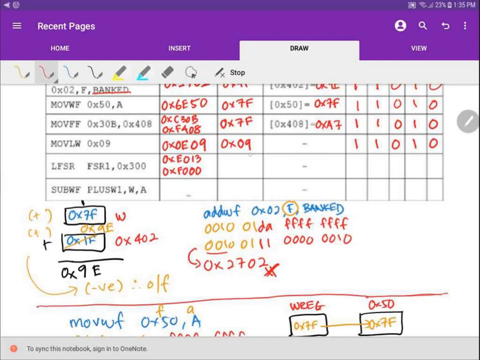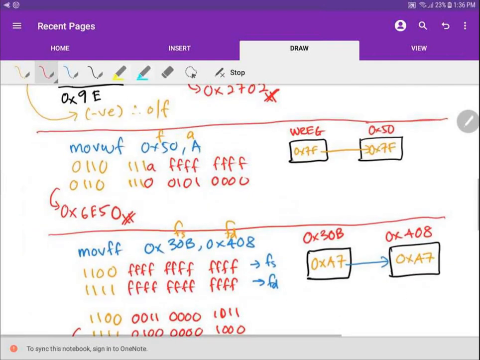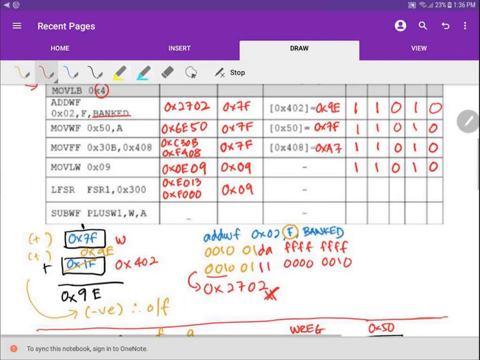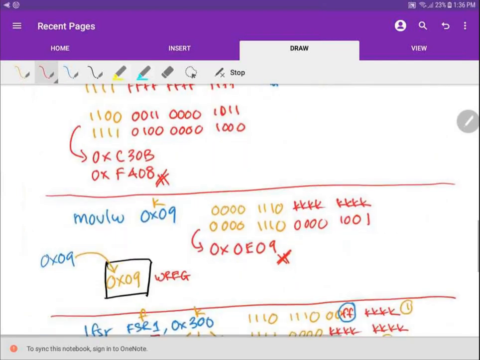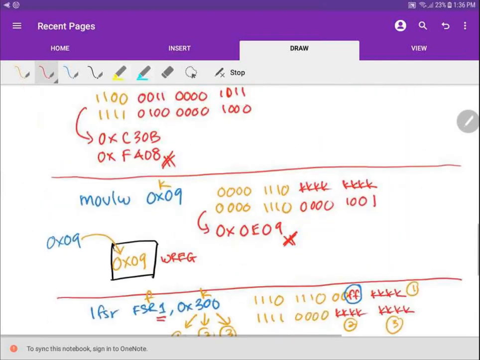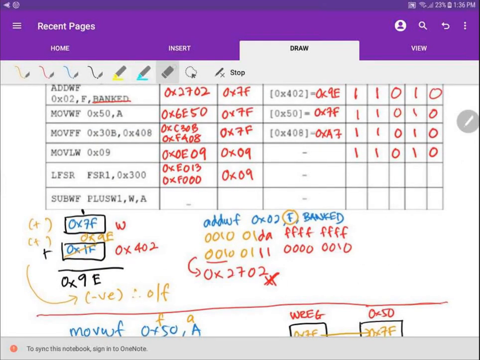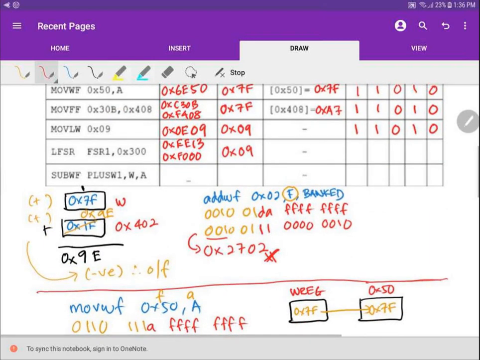Does this affect status working register? So what will be content of working register? So does LFSR affect for anything? E13. Thank you. E13.